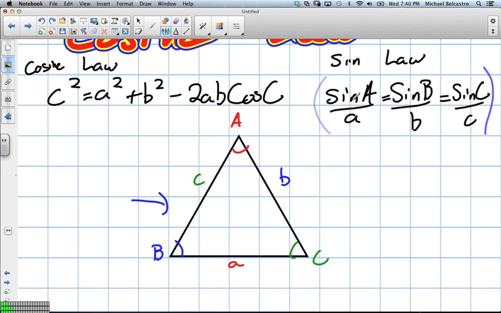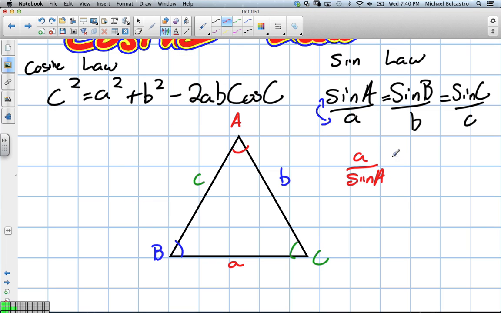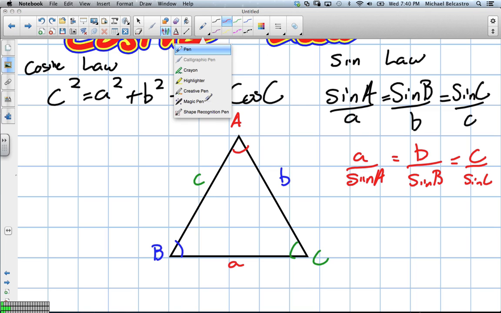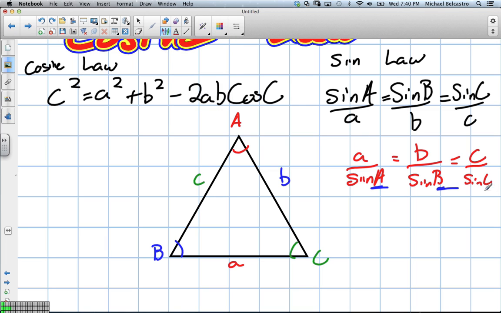Okay. First of all, sine law can be written like this, or it can be written flipped upside down, because technically it is a ratio. So I could write it as A over sine A, as long as I flip the rest of the ratio, B over sine B, and C over sine C. Okay? Both are legit. It's completely up to you how you would like to memorize or write it. Both are completely fine.